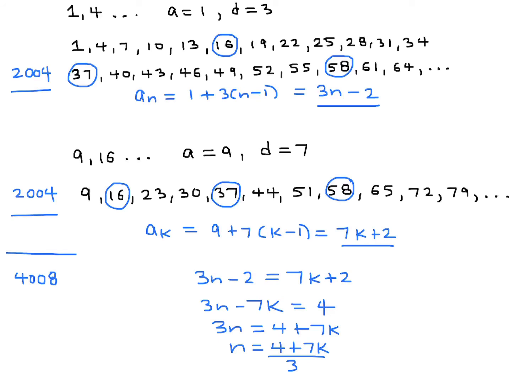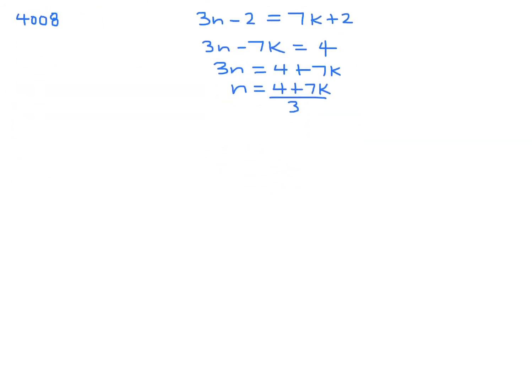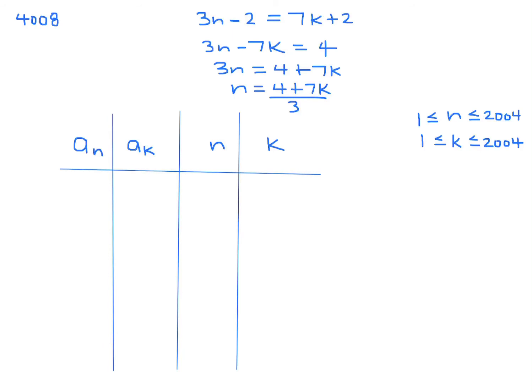All right? Our boundaries are that n is between 1 and 2004, and k is also between 1 and 2004. So let's make a list, not too long, but hopefully just enough that we can get an understanding of any sort of pattern. So a_n, the nth term in the first one, and a_k, the kth term in the second arithmetic progression, and the value for n and the value for k. Okay, let's proceed and see what we get.